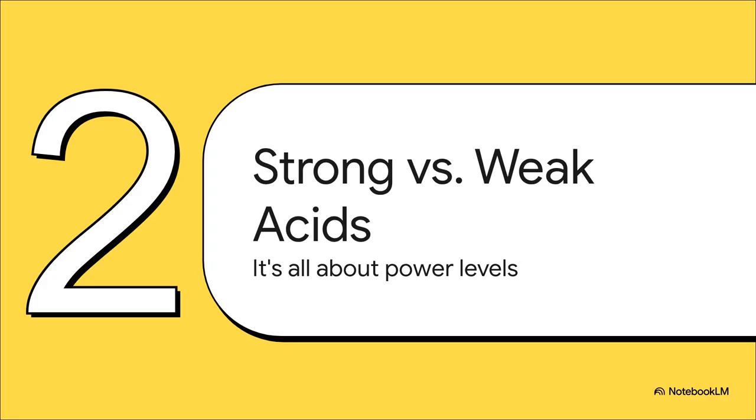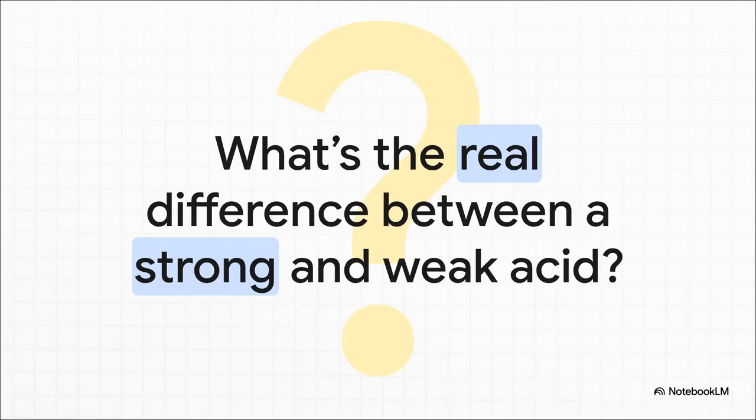Okay, so we're clear on what an acid is. But here's the thing, not all acids are created equal. Some are incredibly powerful, the kind you see in movies, while others are much, much milder. This is all about the difference between strong and weak acids. So what is the real difference? This is a super common exam question, so let's get this crystal clear. It has nothing to do with how concentrated the acid is. It's all about what's happening on a molecular level.